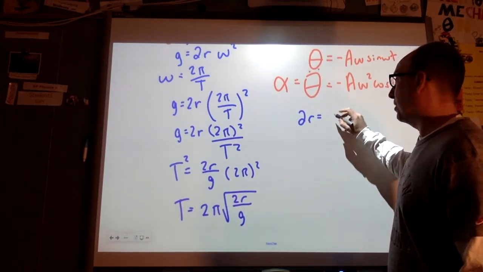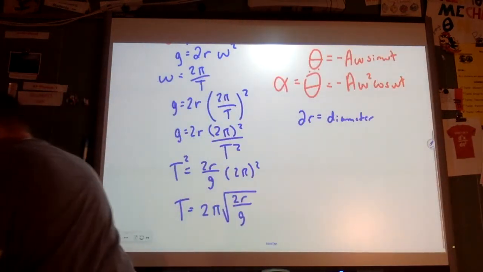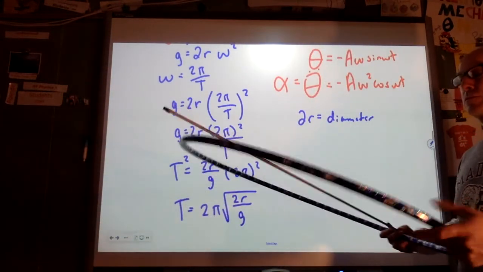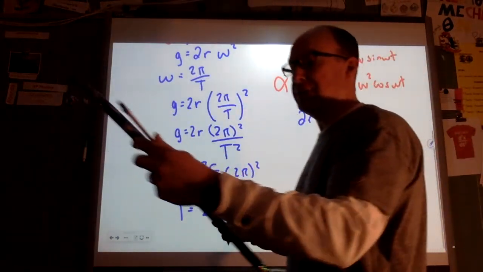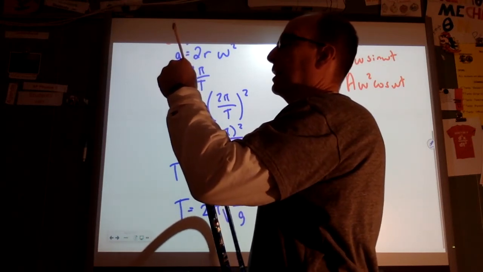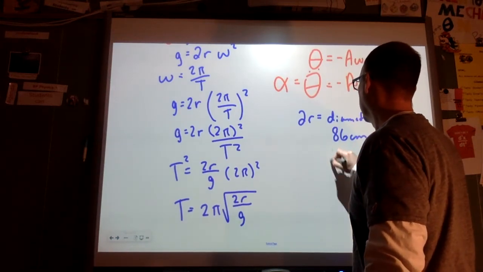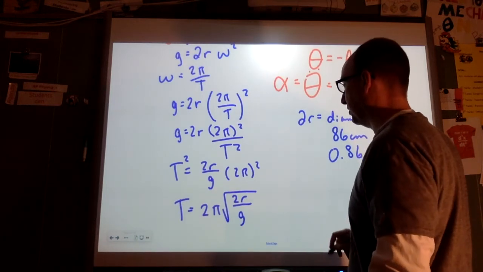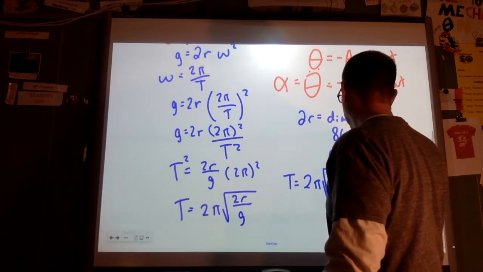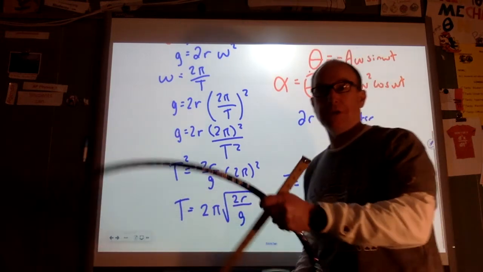So 2r ends up being the diameter of this. And so I'm going to measure this, and then we'll calculate it. And it looks like I have 86 centimeters, so 0.86 meters. It's not really convenient to measure the radius, right? It's a lot easier to measure just what the diameter is.